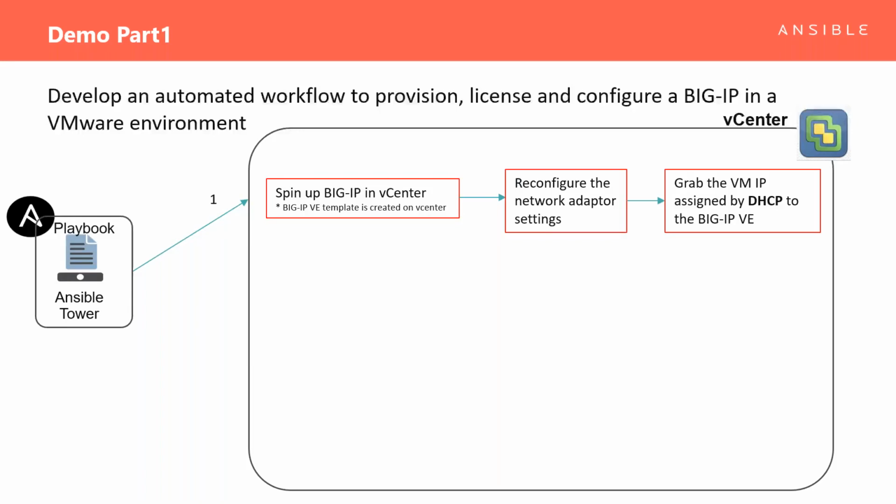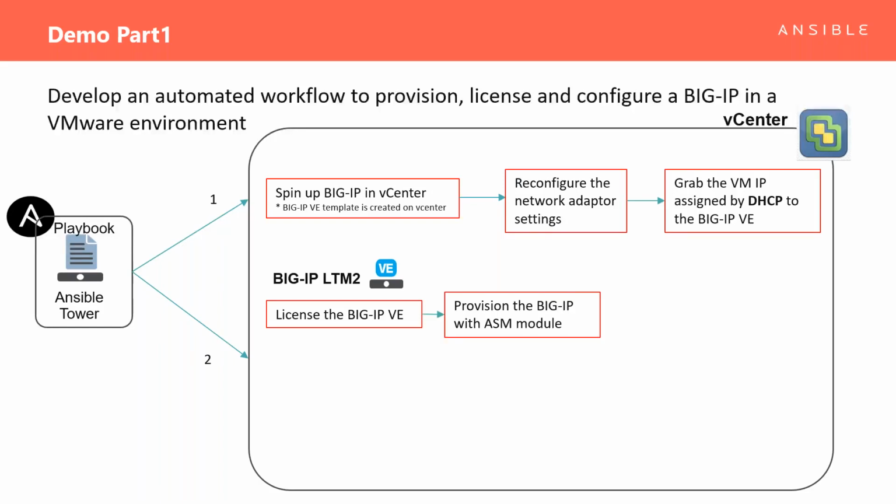Once we grab the IP address of the BIG-IP, we are going to go ahead and license the BIG-IP VE. We're going to provision the BIG-IP with the LTM and ASM modules. ASM, as I mentioned, is our WAF module, so we are going to set up a WAF policy on the BIG-IP, and for that we do need the ASM module. Once you license the BIG-IP, provisioning means you have it licensed, but you still need to enable those modules on the BIG-IP in order to use the features that are provided by that module.